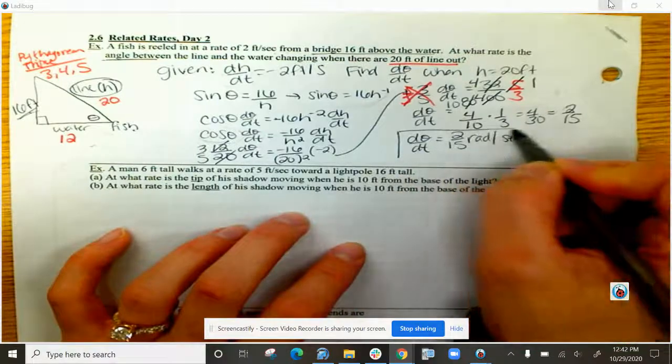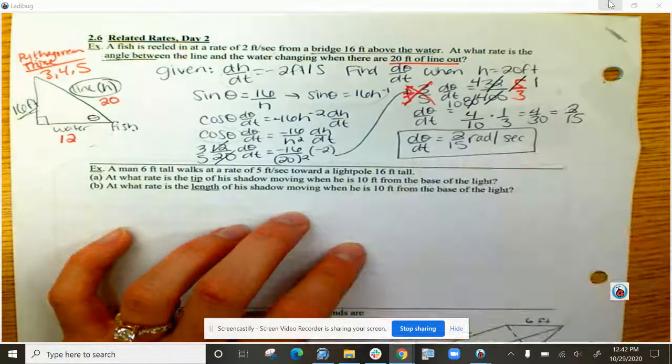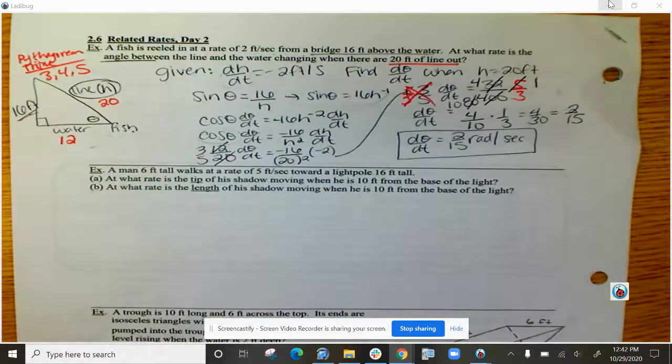So the hard part there was just simplifying the fraction, but that is how you do a problem involving a change in an angle. I'm going to pause this and let you think about that, look at this a little bit, and then I'll make another video for the other 2 examples.